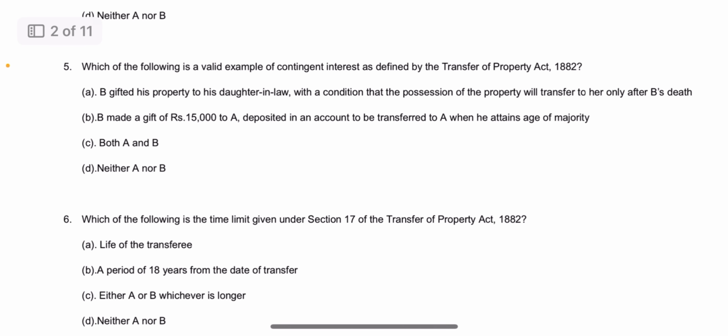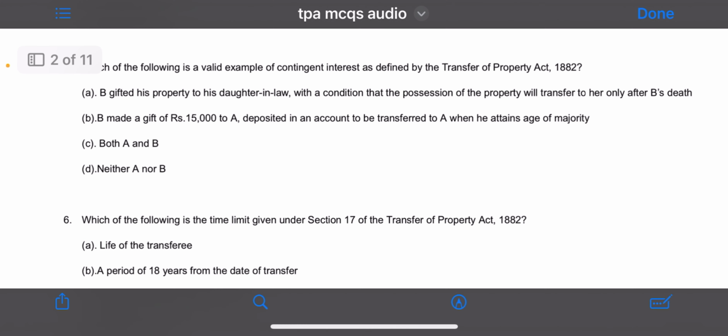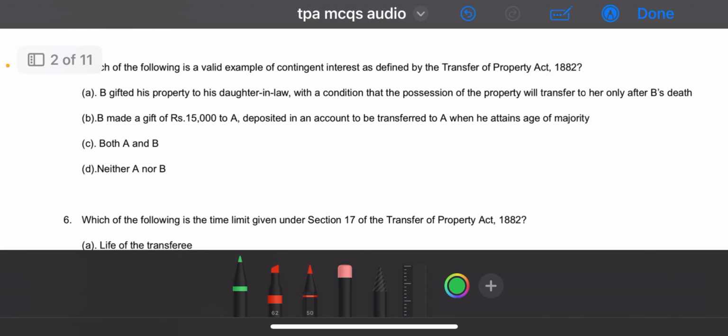Next is, which of the following is a valid example of contingent interest as defined by the Transfer of Property Act 1882? The options are A. B gifted his property to his daughter-in-law with the condition that the possession of the property will transfer to her only after B's death. B. B made a gift of rupees 15,000 to A deposited in an account to be transferred to A when he attains age of majority. C. Both A and B, D. Neither A nor B. So the correct answer is B.